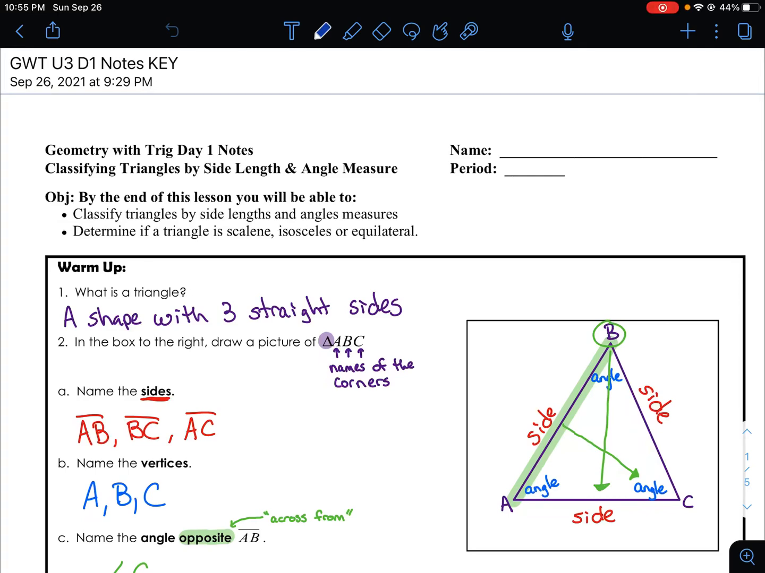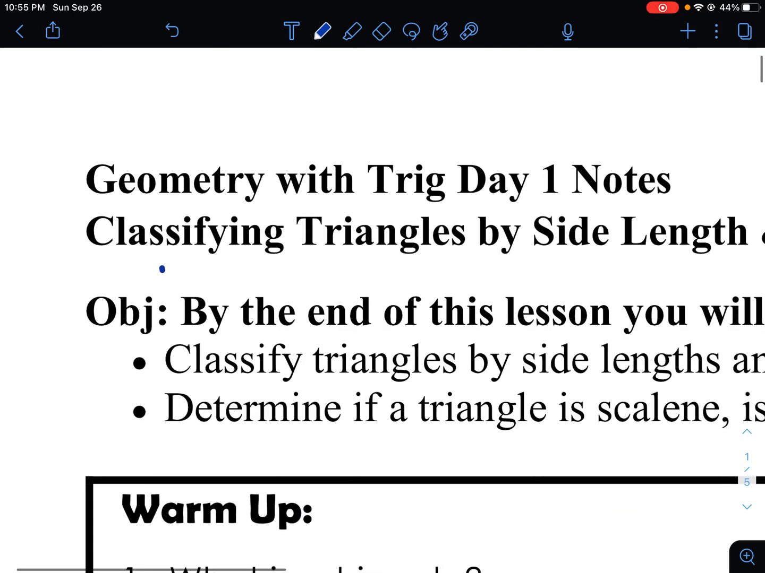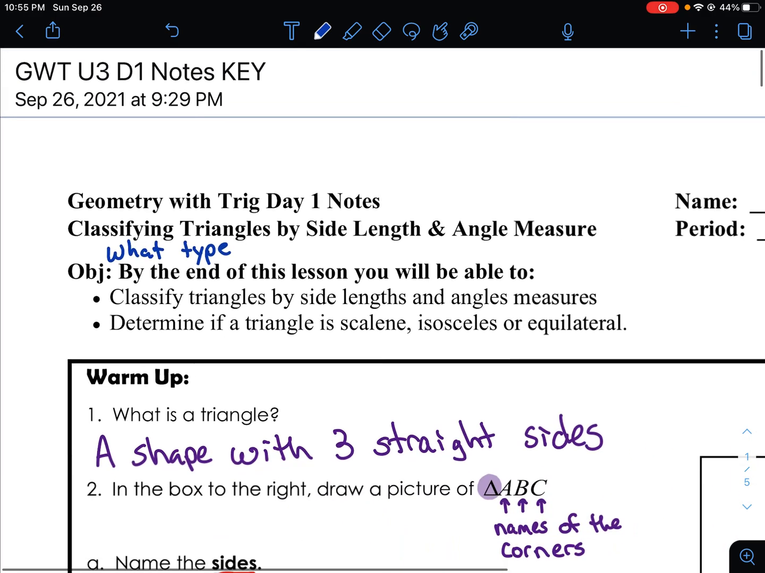Hey everybody, and welcome to our GWT lesson for Unit 3, Day 1, which is on classifying triangles by side length and angle measure. Now, when we are classifying a triangle, what that means is we're just saying what type it is. So classifying is basically saying, again, what type. And oftentimes, students come into this class knowing about most of the different types of triangles that exist. So this is going to be more of a refresher than it is anything else for most of us.